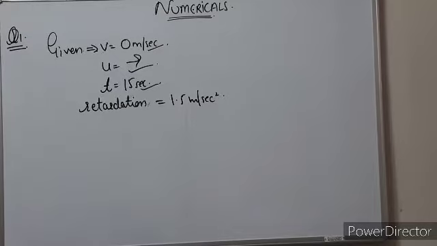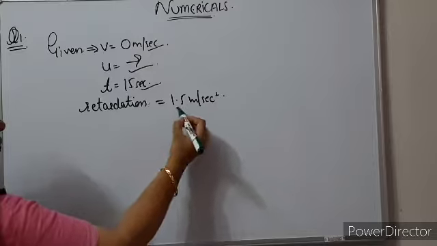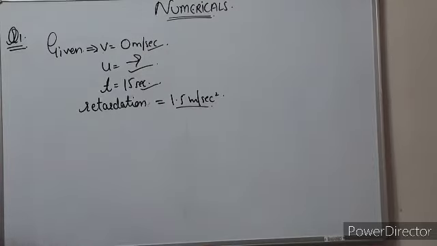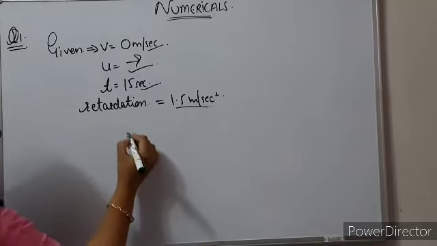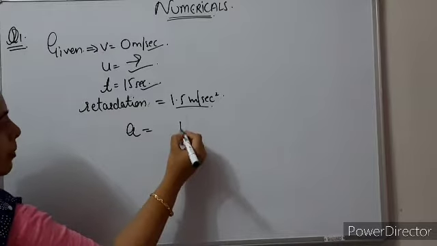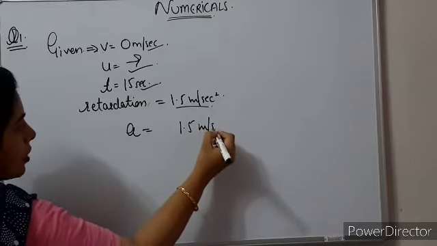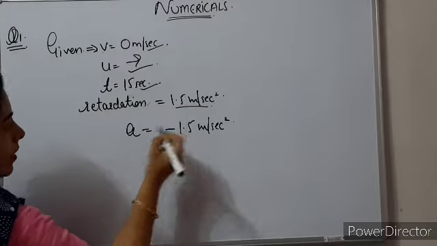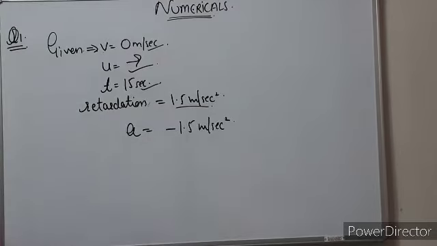Okay. Next it is written that the retardation produced by the train is 1.5 meter per second square. So we have written retardation 1.5. Now retardation is what? It is acceleration but in opposite direction, negative. So we write acceleration with a minus sign. Minus means it is in the opposite direction. So it is retardation.